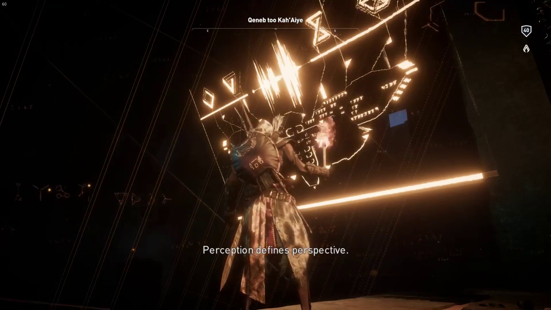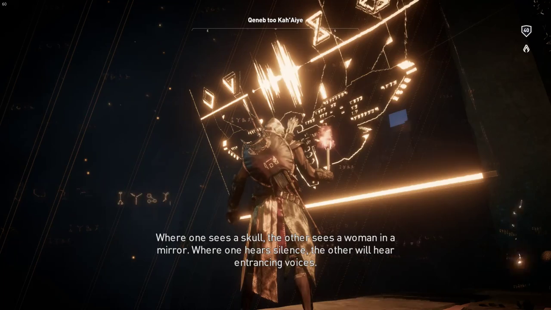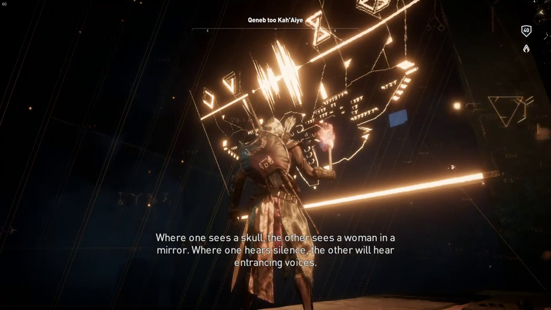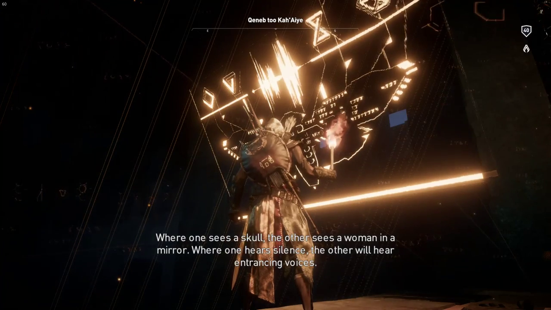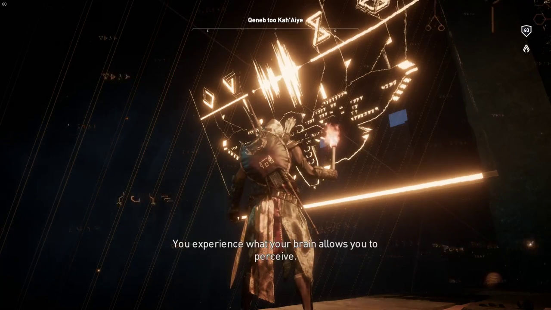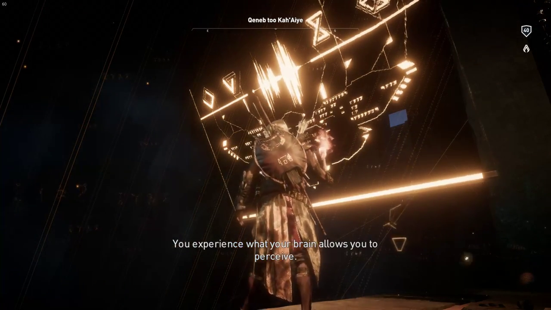Perception defines perspective. Where one sees a skull, the other sees a woman in a mirror. Where one hears silence, the other will hear entrancing voices. You experience what your brain allows you to perceive.